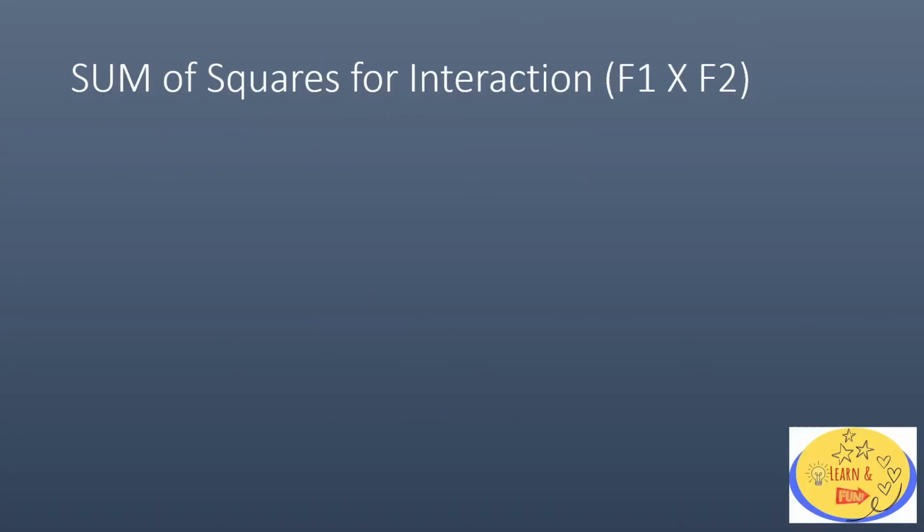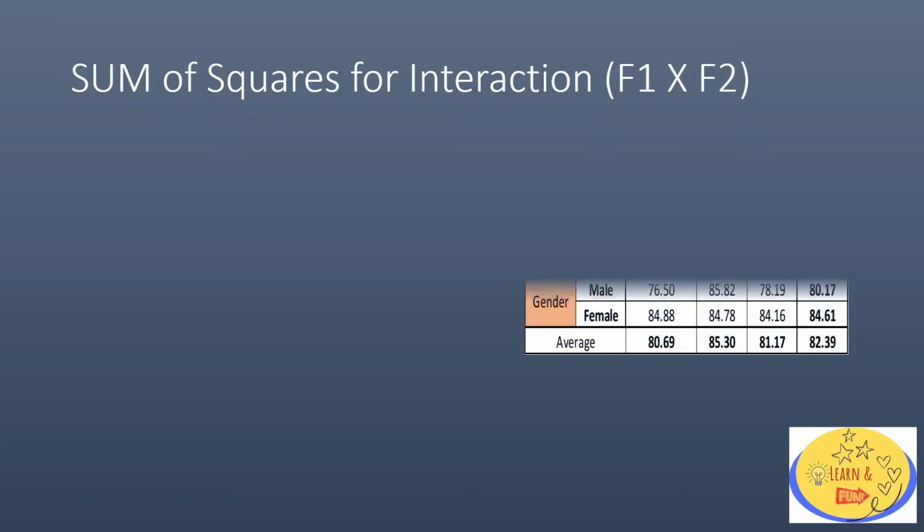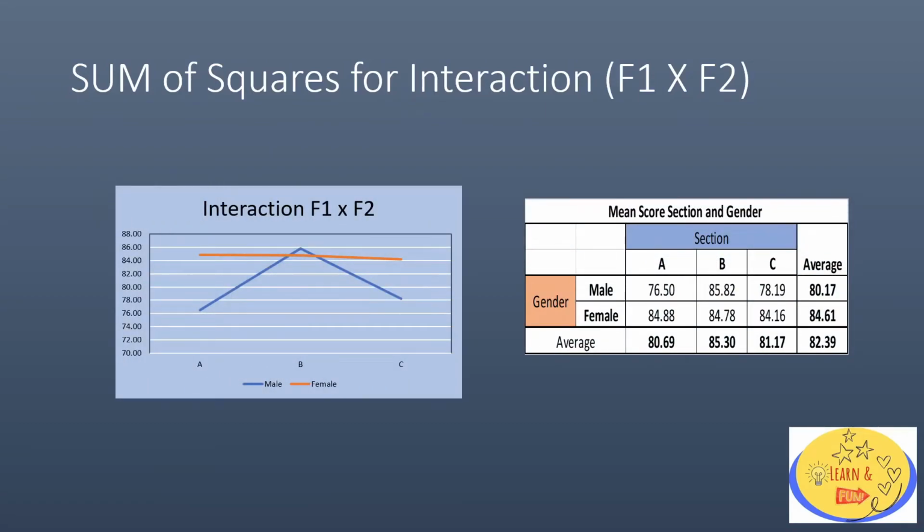Okay, so now once we are clear about sum of square within, the next is sum of square for interaction. This interaction becomes a little complicated if you want to use the formula. I'm going to use both, right? For sum of square for interaction, there are two ways one can follow.